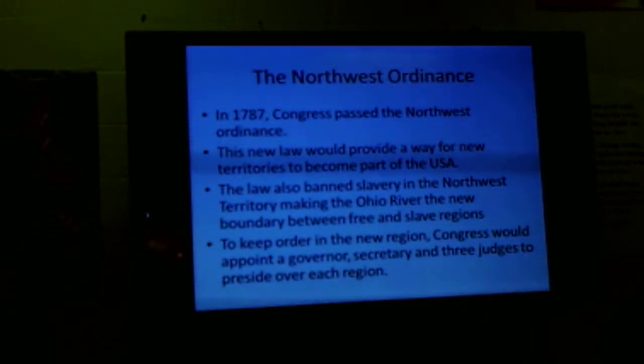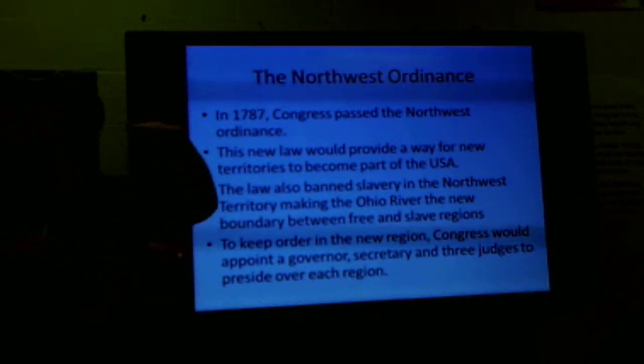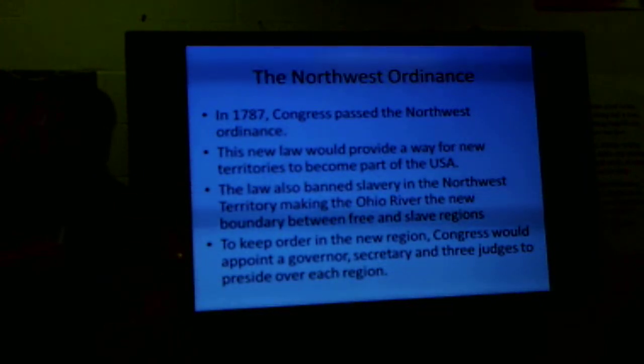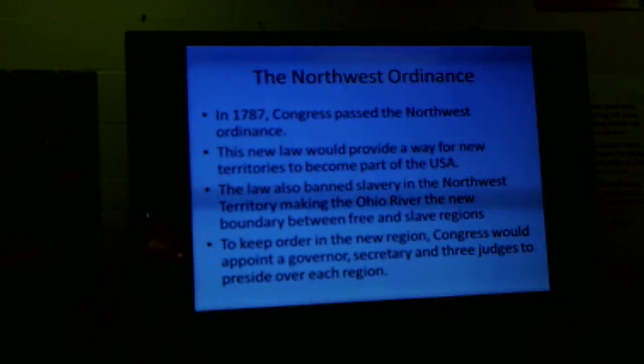So in 1787, Congress passed the Northwest Ordinance. This is also under the Articles of Confederation before we ever got the Constitution. That's why this is one of the successes. This new law would provide a way for new territories to become part of the USA. The law also, this is interesting, banned slavery in the Northwest Territory, making the Ohio River Valley the new boundary between free and slave regions. So if you went north of the Ohio River, you were in non-slave territory. You were in free territory.